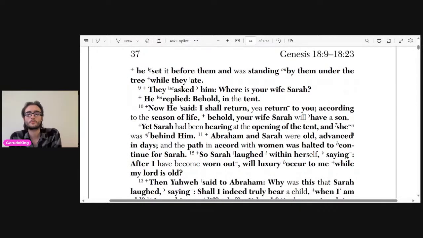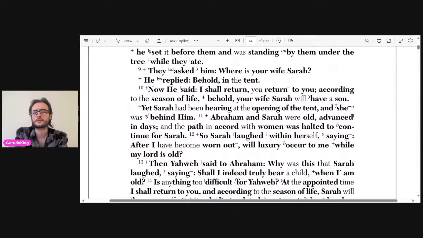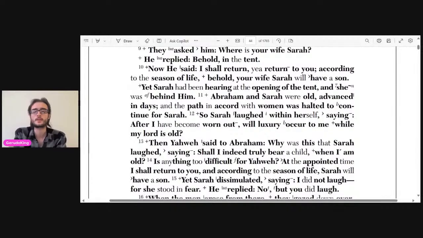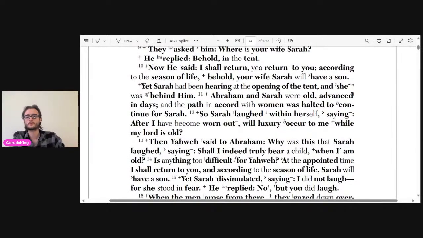They asked him, Where's your wife, Sarah? He replied, Behold, in the tent. Now he said, I shall return to you according to the season of life. Behold, your wife Sarah will have a son. Yet Sarah had been hearing at the opening of the tent, and she was behind it. Abraham and Sarah were old, advanced in days, and the path in accord with women was halted to continue for Sarah. So Sarah laughed within herself, saying, After I have become worn out, will luxury occur to me while my Lord is old?